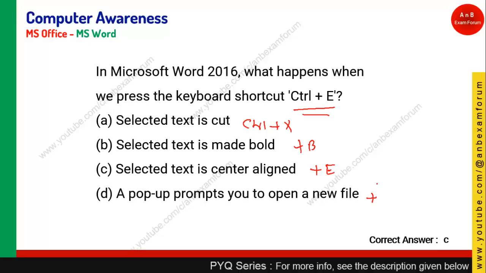Okay, so option C is the correct answer for this question. If you do Control E, it will be center line. If you press Control J, it will be justified. Justified means it will be on the same line. And if you do Control R, right align, Control L, left align. These are very basic shortcut keys that you should know.